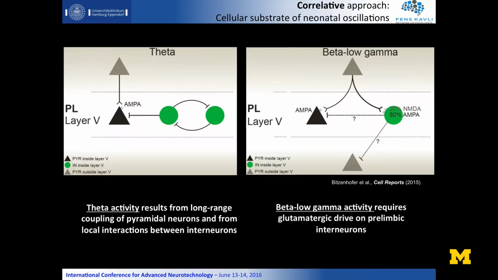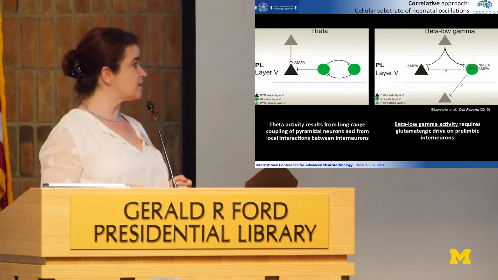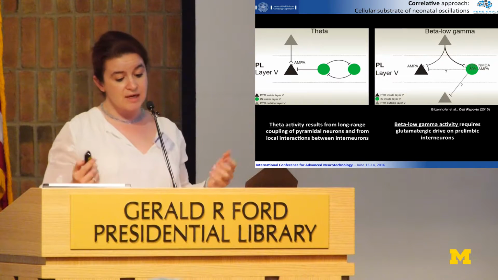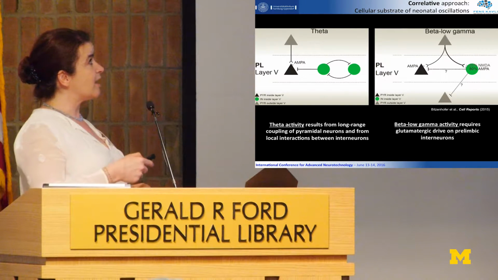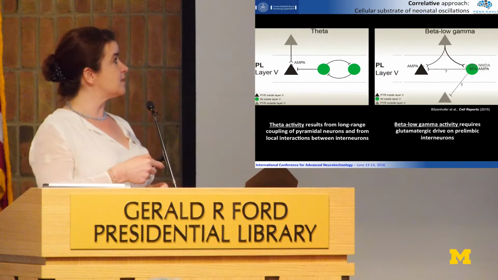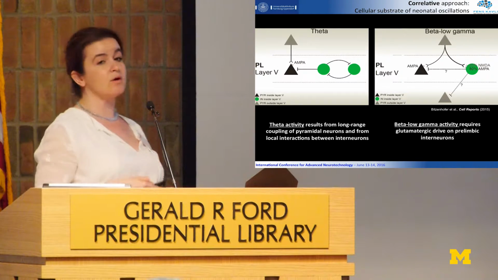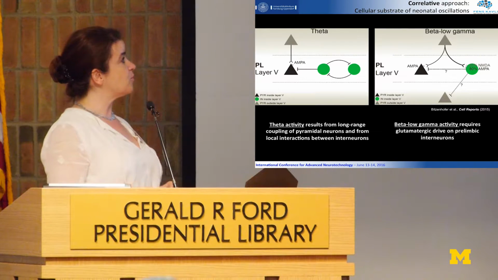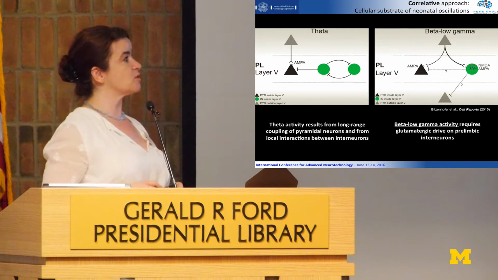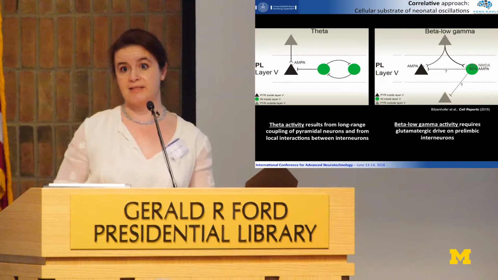So we don't have a clear proof that this particular neuron is involved in the generation of theta or beta low gamma activity, but correlatively, we could show that they do this. The theta activity results from the long-range coupling between pyramidal neurons. We have no idea where this pyramidal neuron is sitting, but it's not sitting in the prelimbic cortex. We hypothesize that it is in the hippocampus, but as I said, we have no proof for that. And also some local interactions between interneurons are important for that.